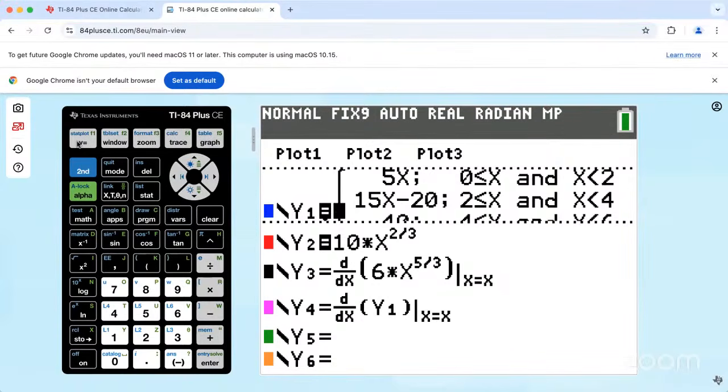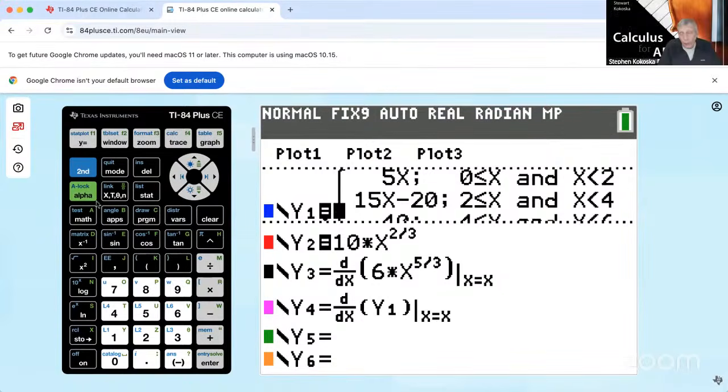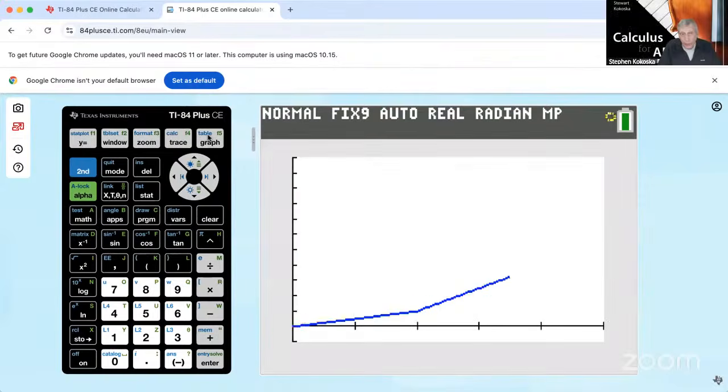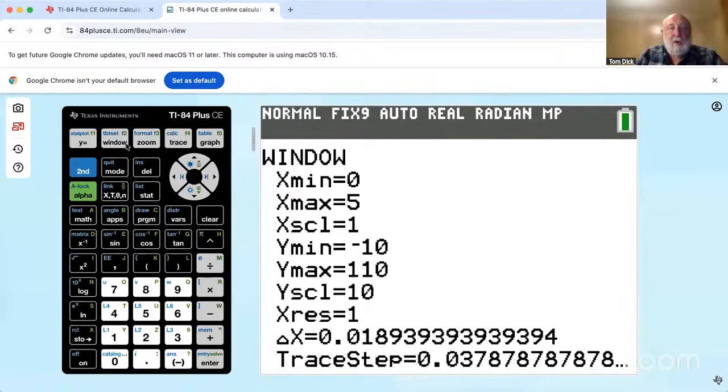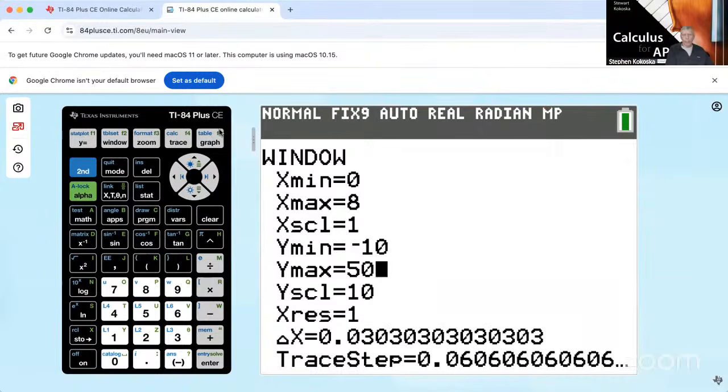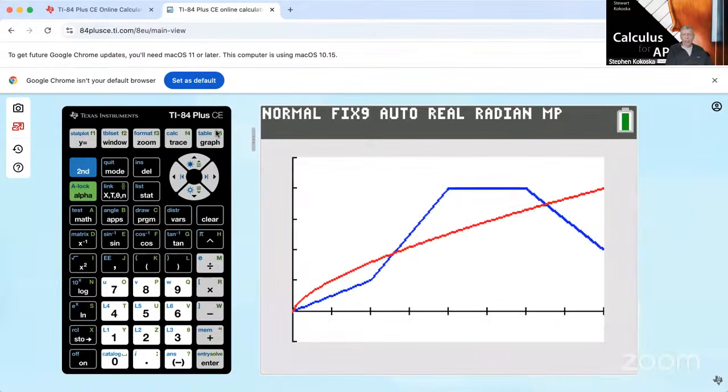Okay. So if you just graph those two, I think, Tom, that would be sufficient. Oh, I need to change my window. Yeah, okay, sorry about that. Oh, no problem. So, the X's go from 0 to 8. And then let's see, Y min, Y max. I think 50 probably works. Yeah, I think so, Tom. There we go. That looks pretty good.